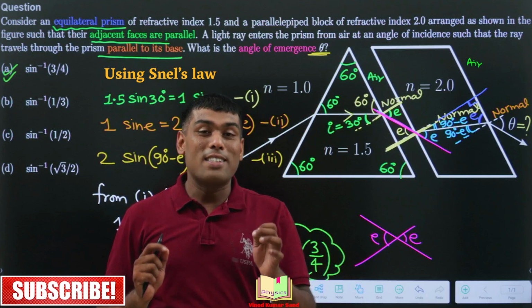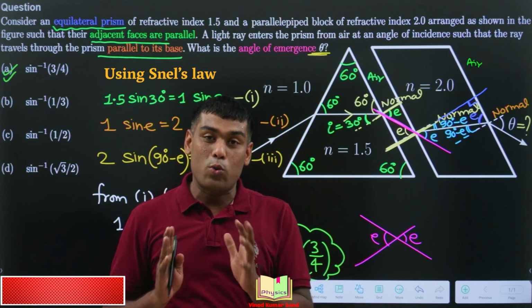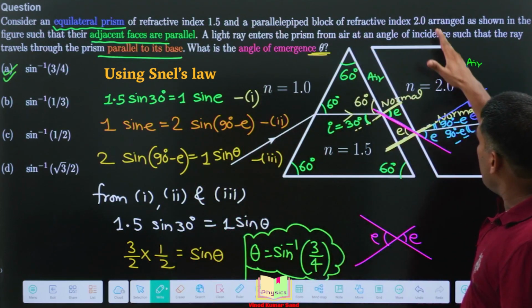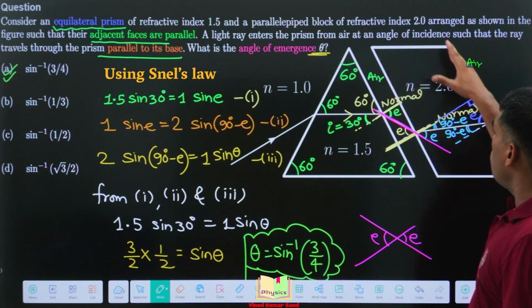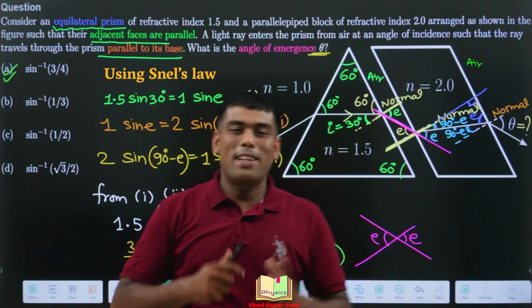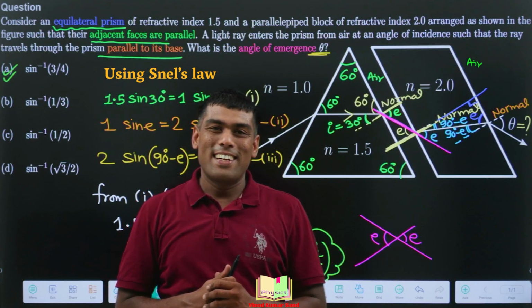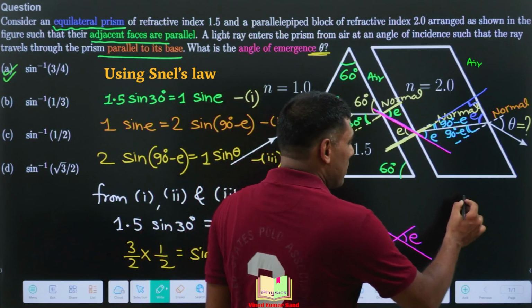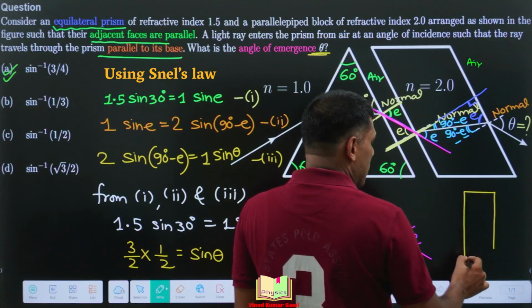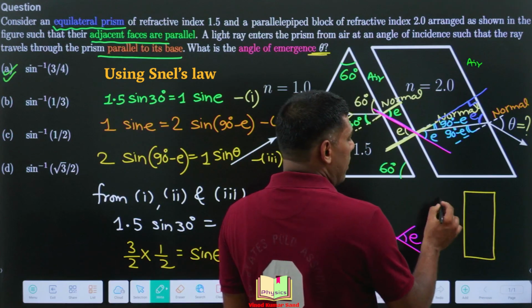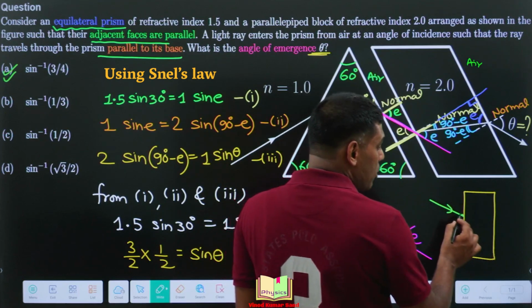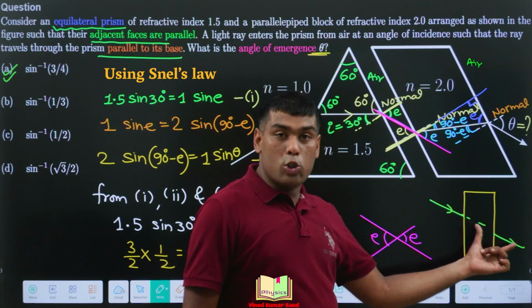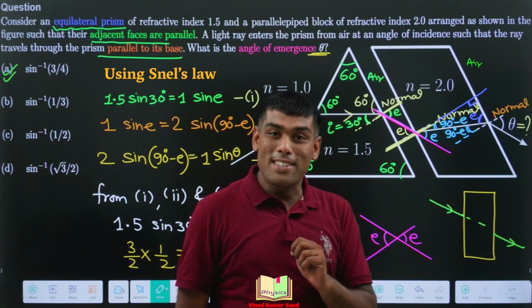Few smart students can even figure out this answer with less calculation. How? You see, these two faces are parallel. Due to these two parallel faces, what will be the deviation in the incident ray? The deviation in the incident ray will be 0. I hope you remember this. In your physics class, you might have read this. If you send a ray of light here, the emergent ray is actually parallel to the incident ray. So the deviation in this ray is actually 0.